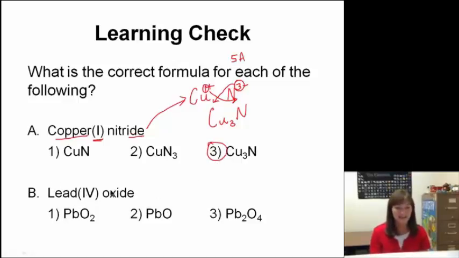B says I have lead 4. So lead is capital P lowercase b. The Roman numeral stands for the charge. Oxygen, oxide is coming from oxygen. It is in the 6A family.